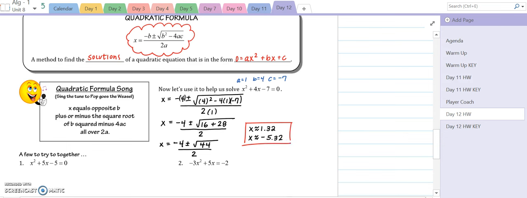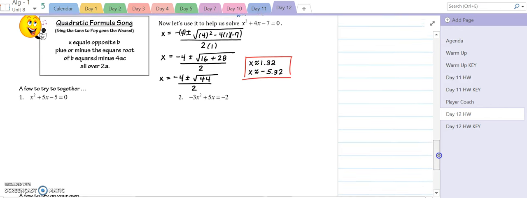Now, could I have done it the same way by completing the square or by using my graphing calculator and finding the x-intercepts? Definitely. Could I have factored this? No, not easily because I don't have nice, pretty rational solutions. So let's try a few more together.